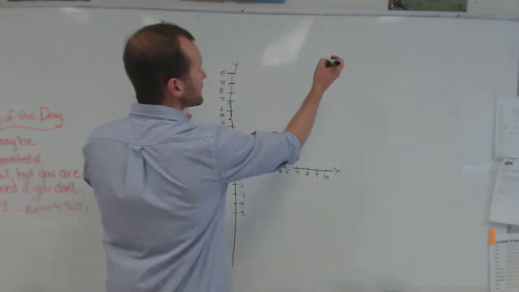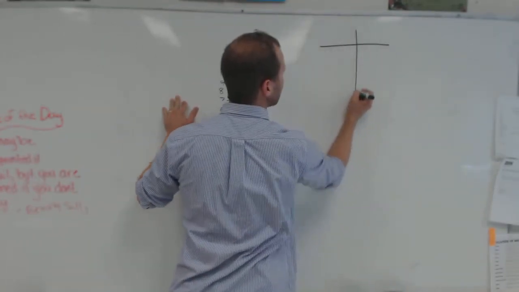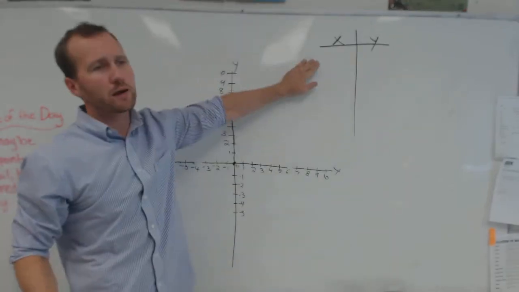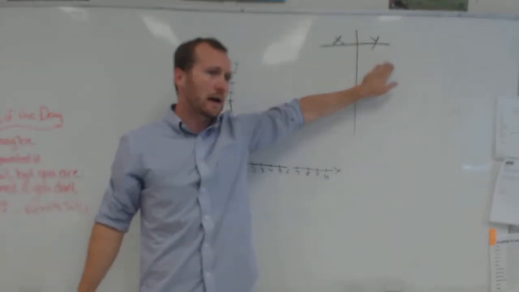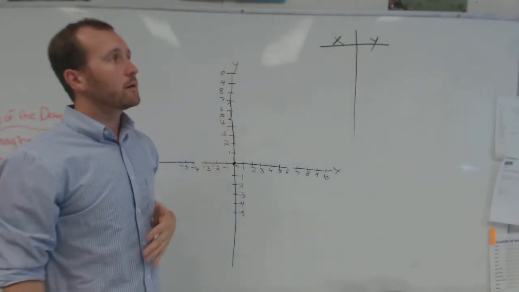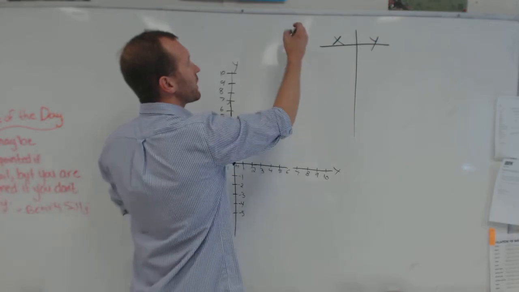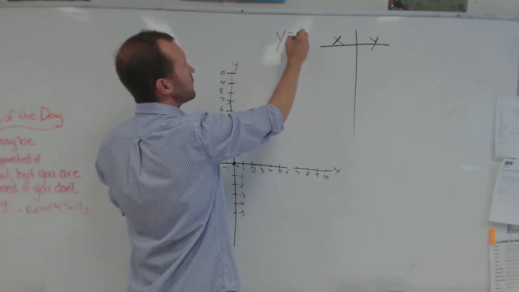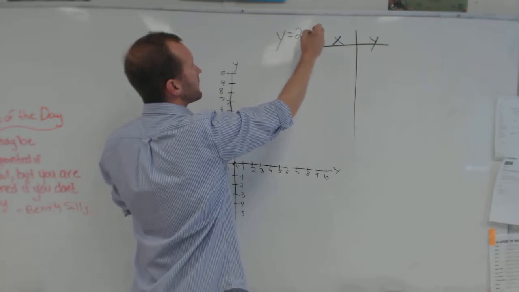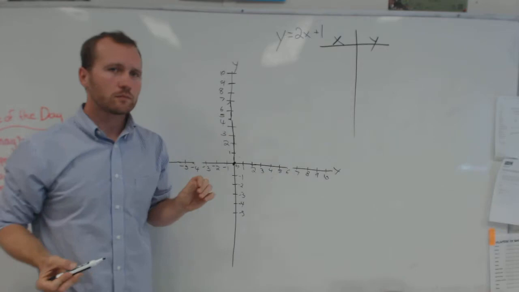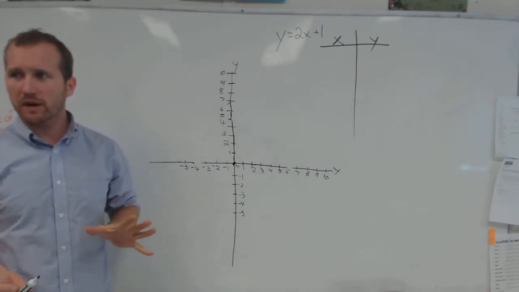Okay, so this is called a T-chart. T-charts are written just like coordinate pairs: x first and then y. It's exactly like a pair. And we often form a T-chart from a function. So if I said y equals 2x plus 1, this may be new for some of you, I'm not sure.